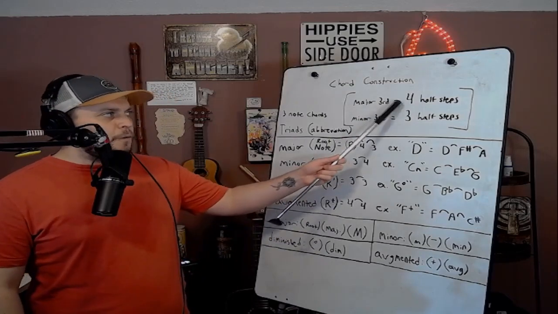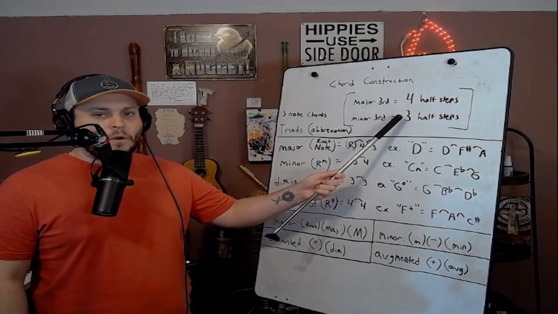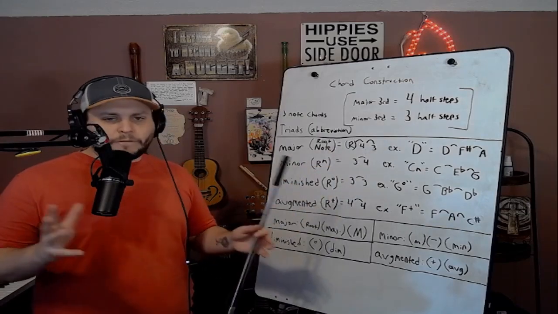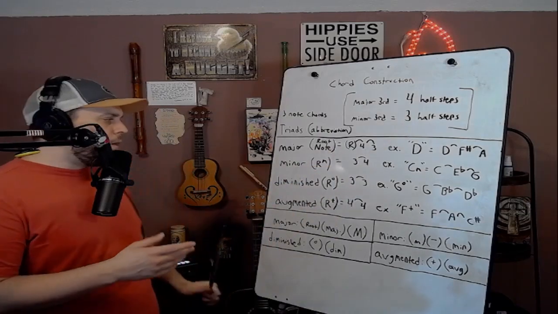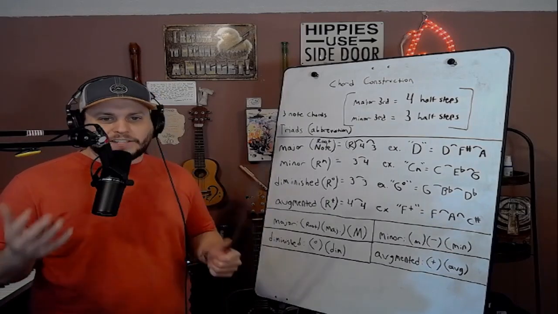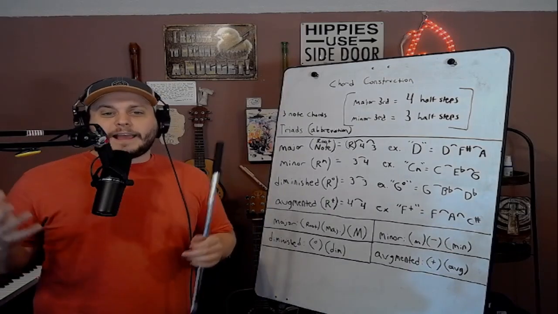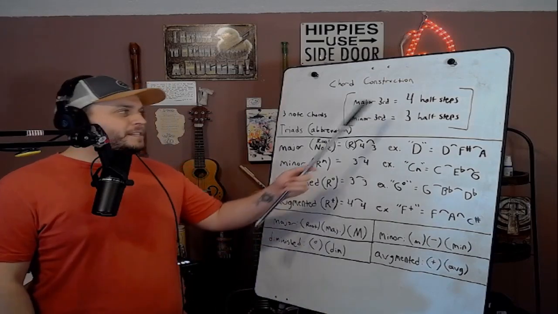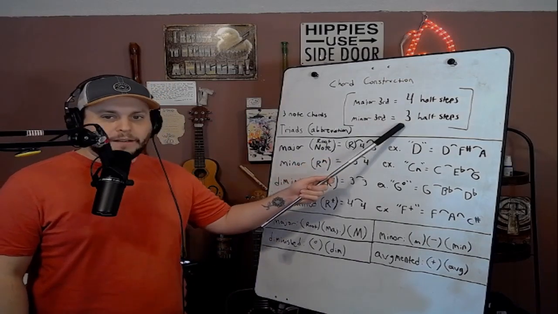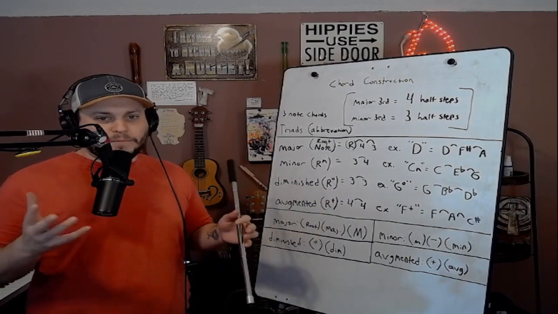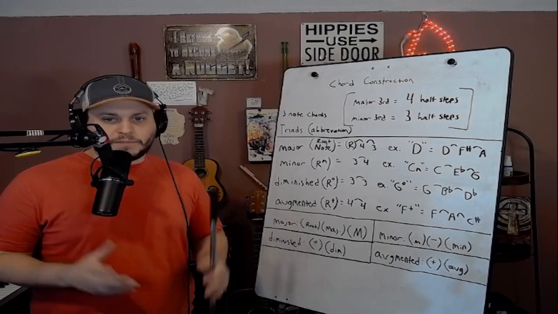whether it be 4 half steps, then 3 half steps, or 3, then 3, or 4, then 3, or 4, then 4. Now, just to save energy or to save time, I'm not going to say half steps every single time I talk about this today. I'm going to say the number 4 or the number 3. Okay. And you're just going to have to keep up and realize that I am talking about half steps when I'm saying that.